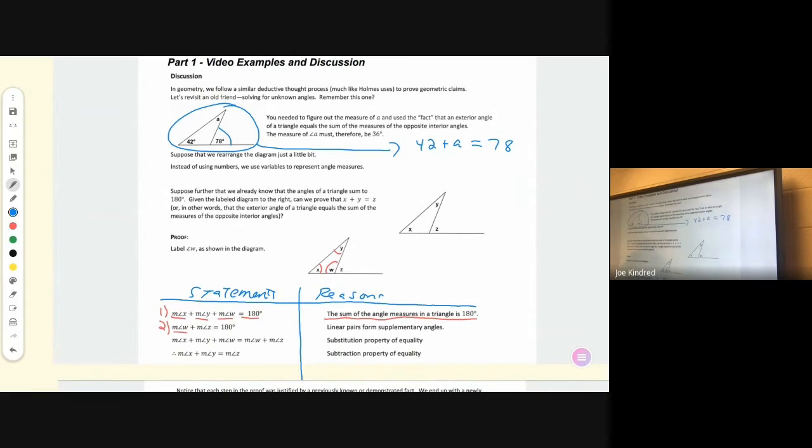In statement number 2, W plus Z is equal to 180, and the reason is linear pairs form supplementary angles. So we know that to be true.